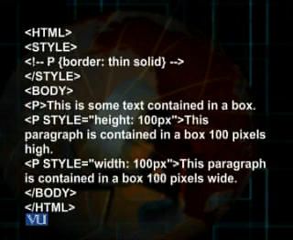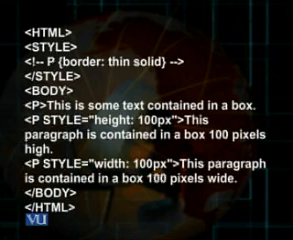Then in the second paragraph tag, I have used the inline style, and I have used the property height, giving it the value 100 pixels, and writing the sentence, this paragraph is contained in a box 100 pixels high. So you have already seen that the box that would contain this sentence would be 100 pixels high consequently.